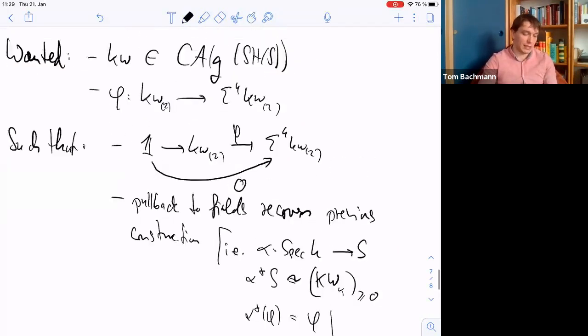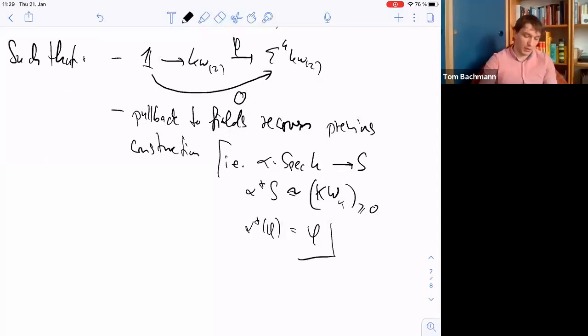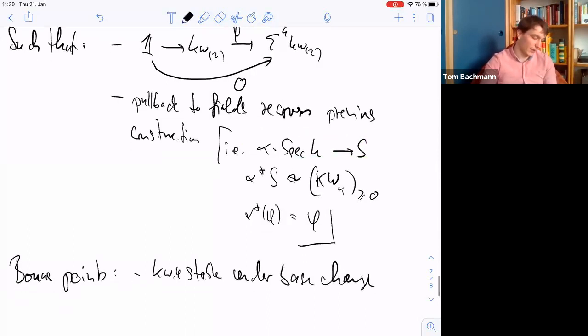So this is like the definite things that we want, and I guess you will get some bonus points if KW is stable under base change, maybe also phi stable under base change. Right, so here I've only required that it should be stable under base change to fields in some sense, and now I want it to be stable under everything.